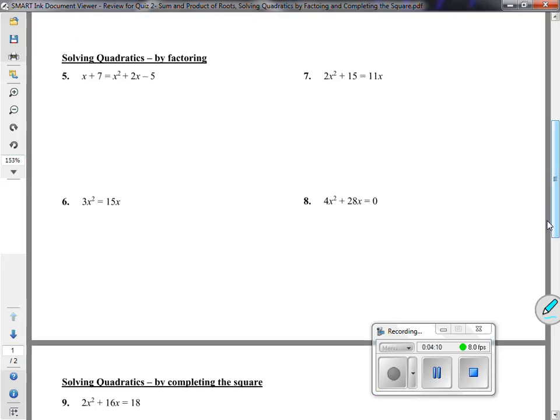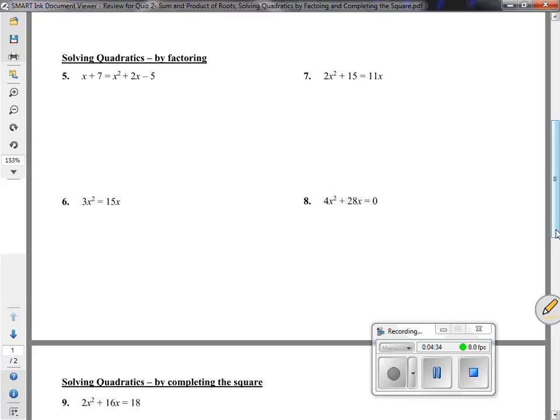Solving quadratics by factoring. If you solve by factoring, what's the first thing that you have to do for any of these? Set equal to 0. If I want to set them equal to 0, looking at the first one, I have x plus 7 equals x squared plus 2x minus 5. You move those left ones.